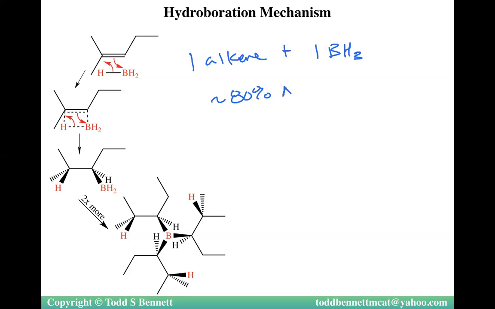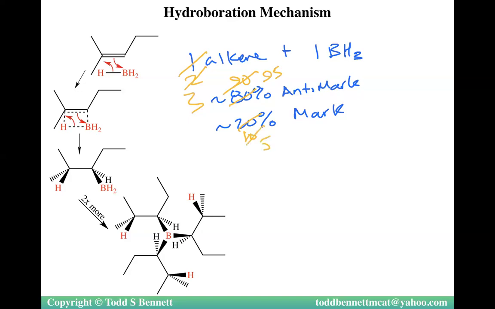Timeout. 80% anti-Markovnikov and 20% Markovnikov. I toss it out there. I don't know the temperature, so this is why I say about. If I were to add two alkenes, this is going to go up substantially to now around 90 and 10. If I had three, you're going to probably see it around 95 to 5 or even more extreme.